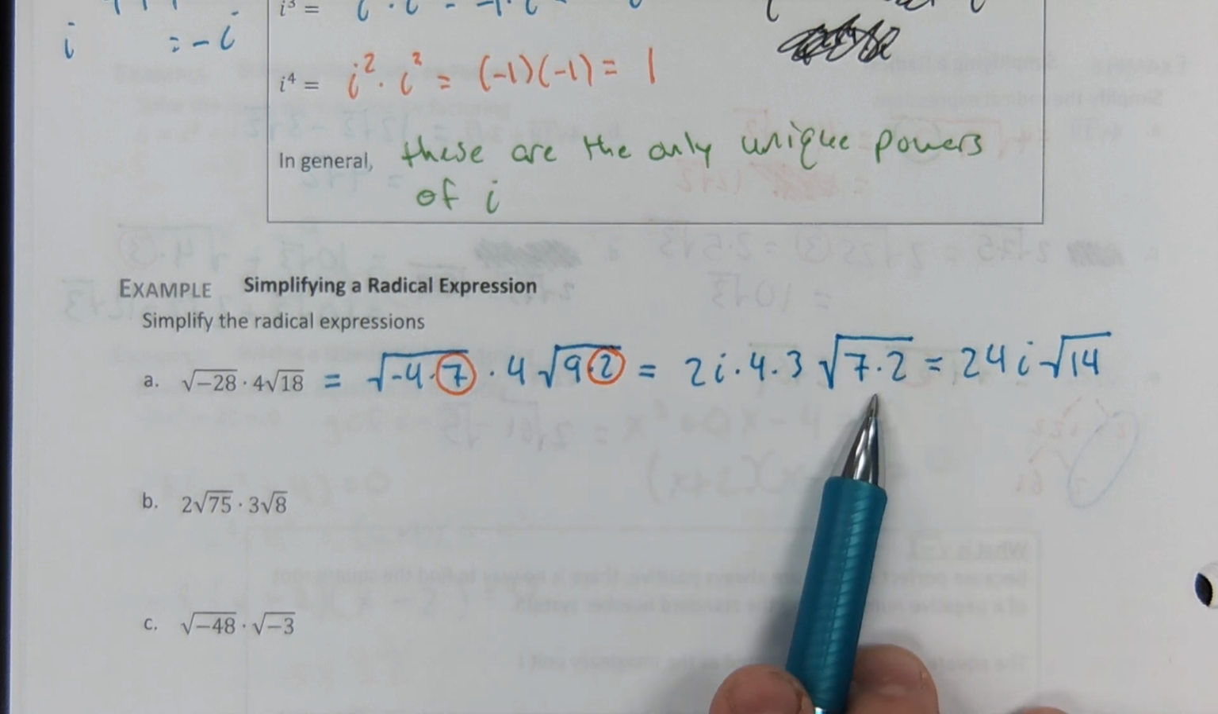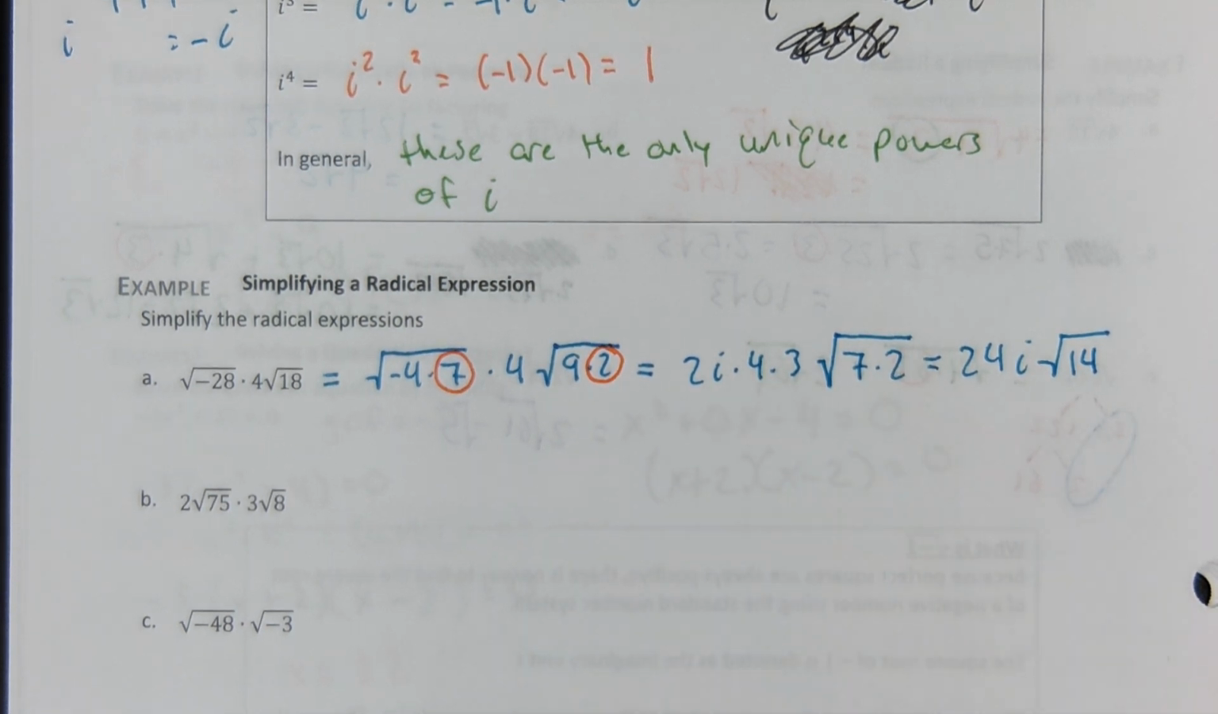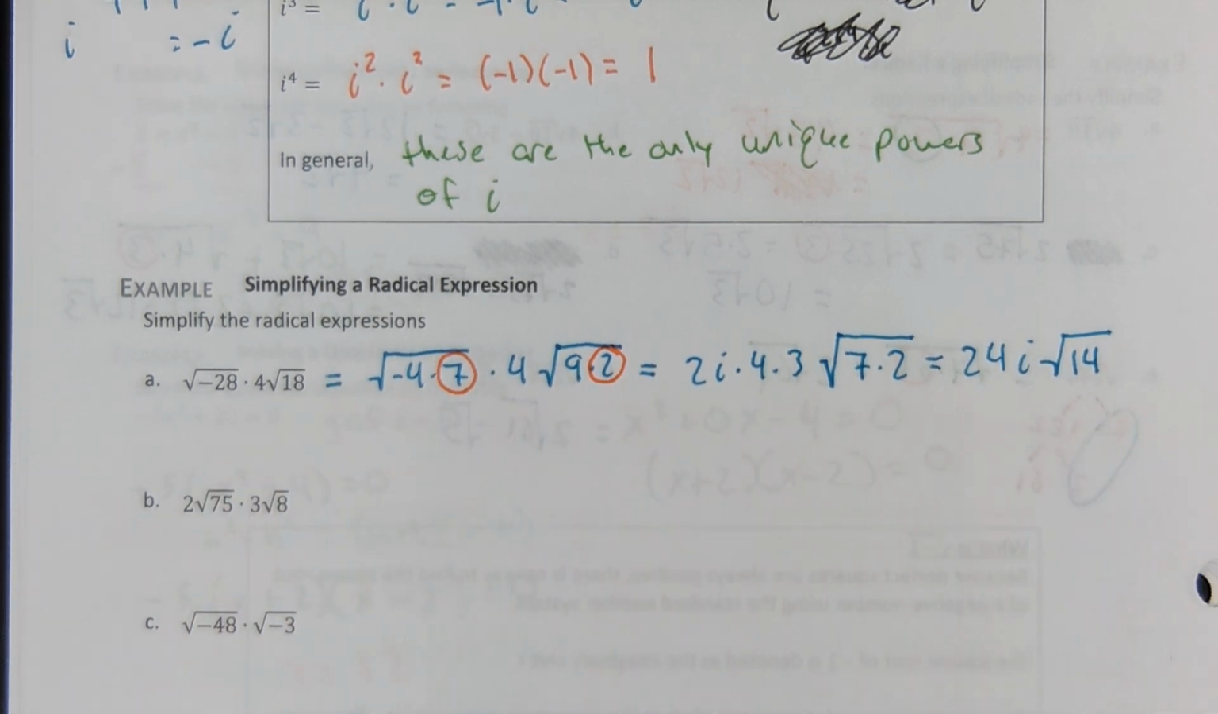You could say that's one radical with multiplication underneath it. Now, if you have questions about this process anywhere along the way, please say something. Let me help you. What can I do for you? Because there were questions in period one and period two.